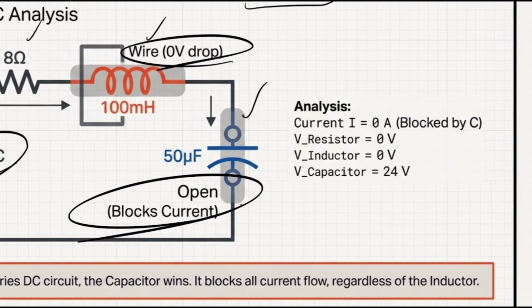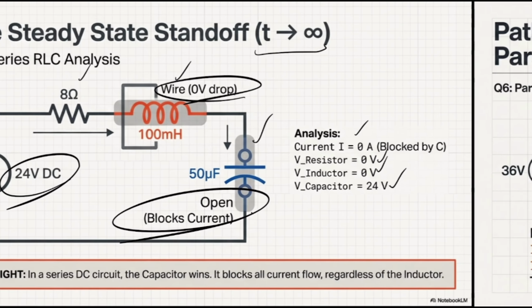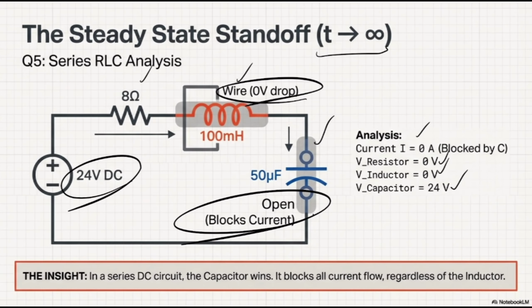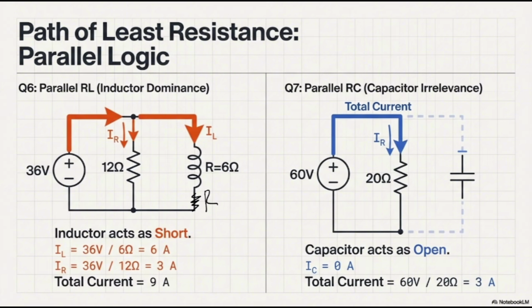At this point, if I would like to find the current, I is 0, obviously, since I don't have any path to reach a closed loop, so I don't have any current. The V of resistor is 0, the V of inductor is 0, and V of capacitor is 24 volts. Why? Because the I is equal to 0, so the inductor is going to act as a wire, and your capacitor is fully connected to your voltage source, and all of the voltage is going to be across your capacitor itself.